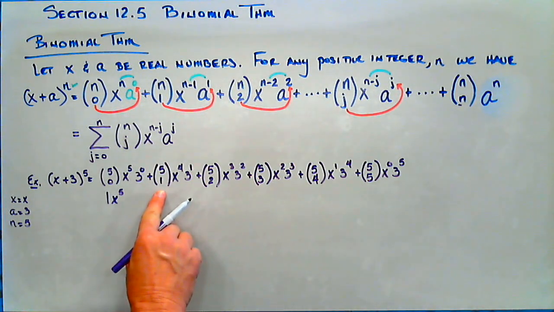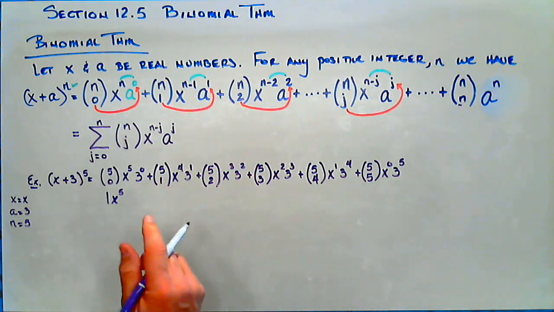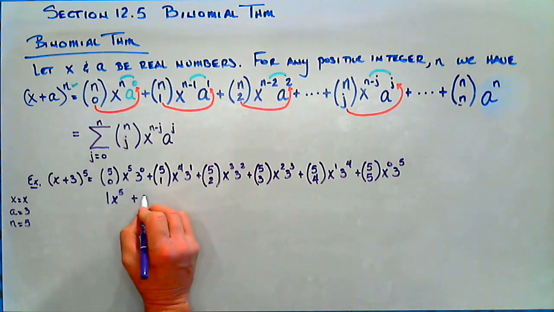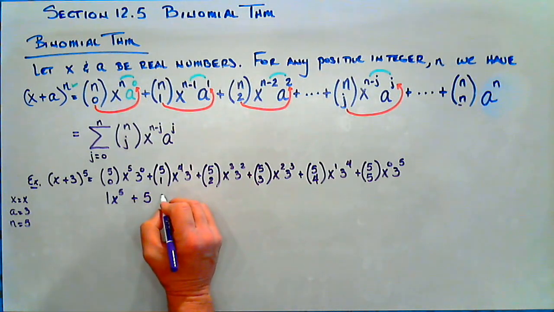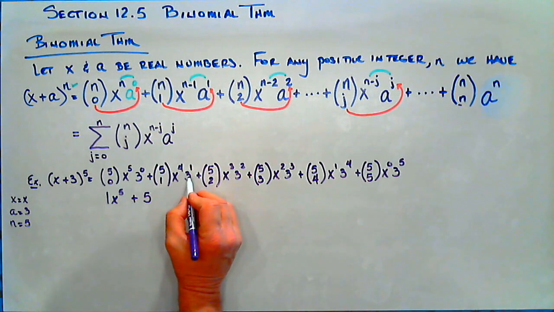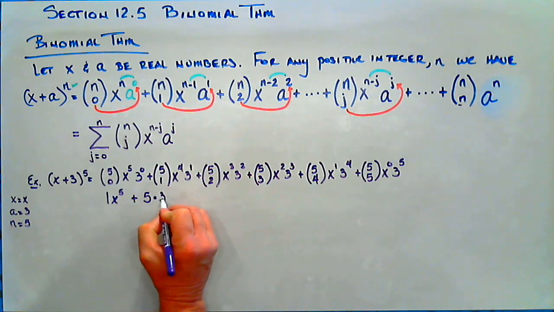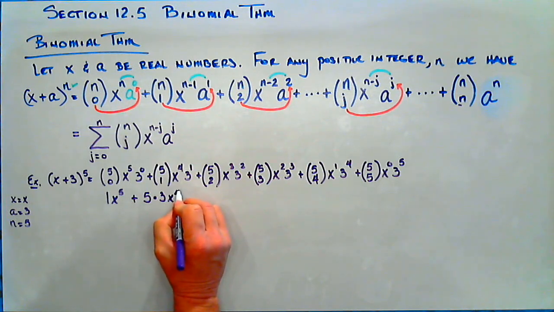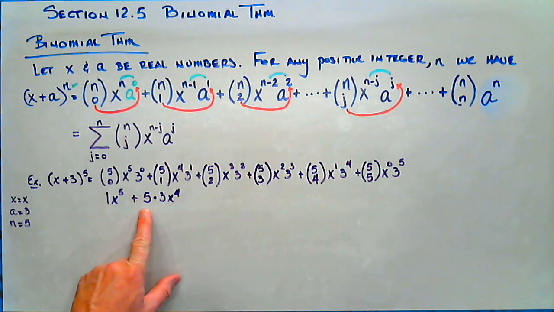How many ways can we put 5 objects in a bag and take out 1 object? We know the answer to that. The answer there is going to be 5. So this is going to be 5. Now that's also a coefficient, right? That's 3 to the 1st. So that's going to be 5 times 3x to the 4th. Don't forget to multiply this 3 by this 5.